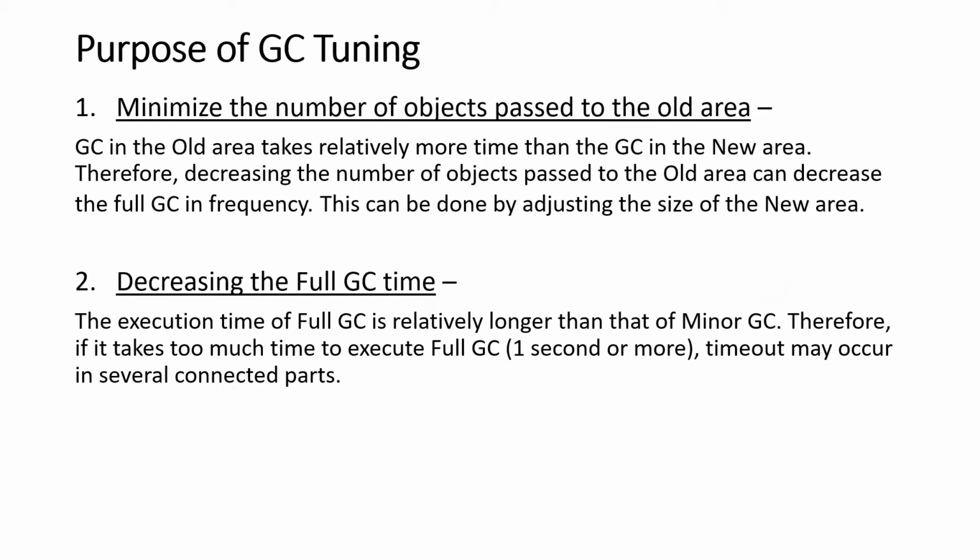So, the purpose of GC tuning. Why do we do GC tuning? There are two main purposes. First is to minimize the number of objects passed to the old area, and second is decreasing the full GC time. That means decreasing the stop the world, right? So that is why this tenuring threshold comes into the picture, Chandan. Here you can understand, the number of objects which are moved to the old generation is limited. How can you control that? It is controlled by this tenuring threshold. And the whole purpose of tuning GC, that means you're minimizing the stop the world process in order for your JVM to perform better, right?